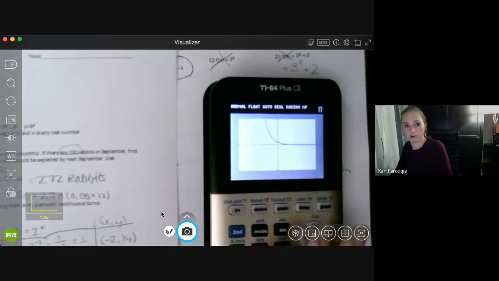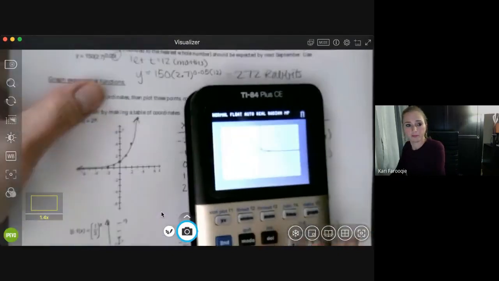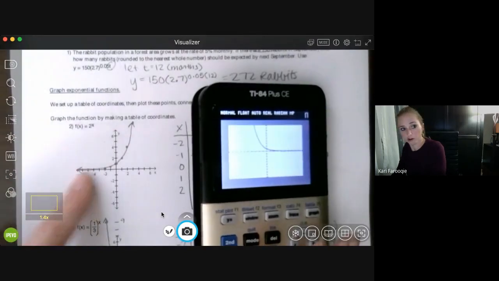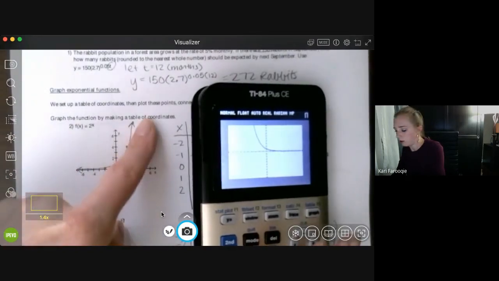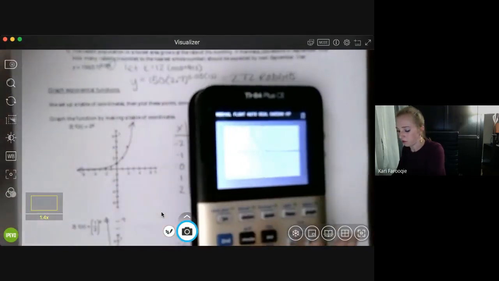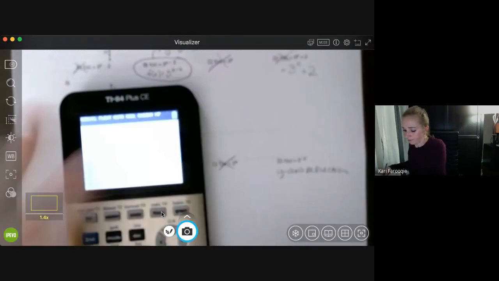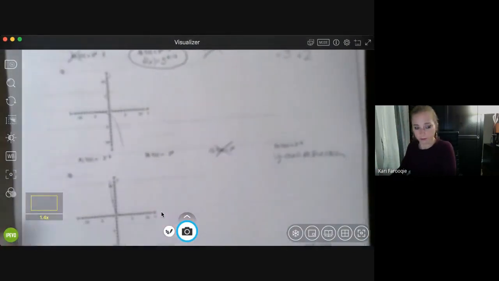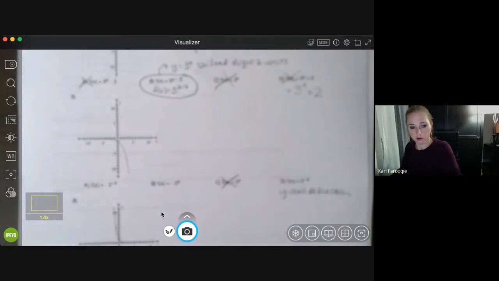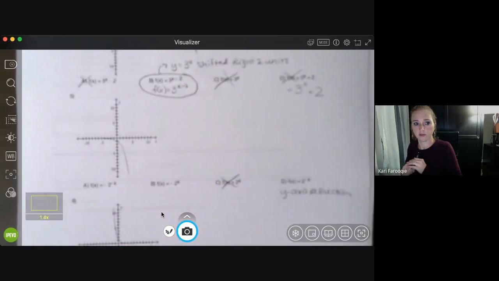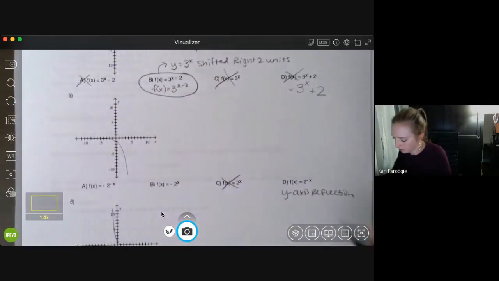But reflected over the y-axis. So originally you had it going up from left to right. 2 to the negative x goes down from left to right. So that cannot be our function because we don't have that behavior occurring in our graph. So let's figure out which one it is. So this won't work.